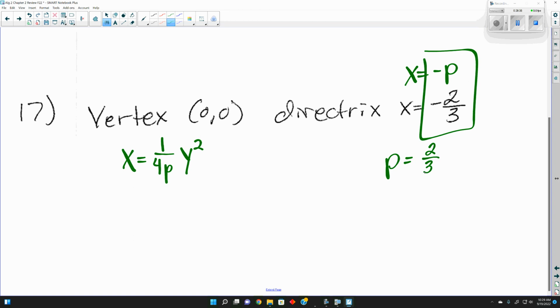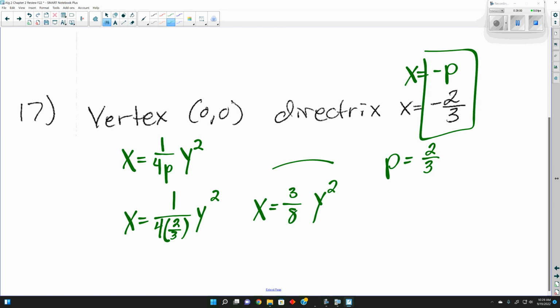Plug it in. Once we find p, plug it in. X is equal to 1 over 4 times 2/3 y squared. Type that into the calculator exactly as you see it and hit enter. Let it do it for you. And it'll tell you that fraction's 3/8. Because all you do is 1 over 4 times 2/3, and we get 3/8.